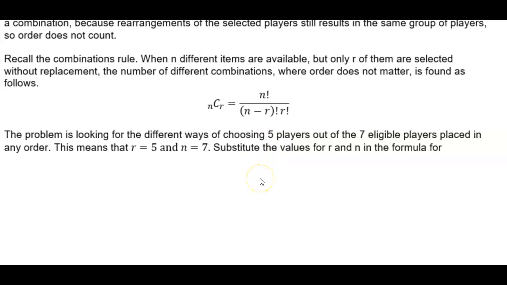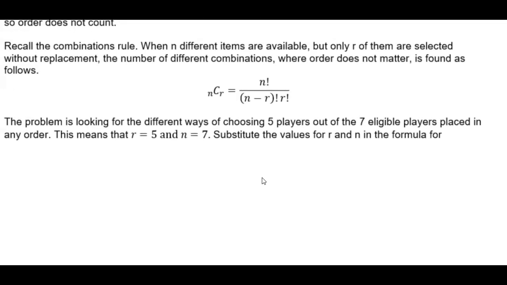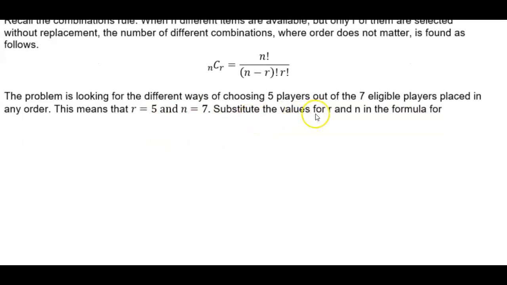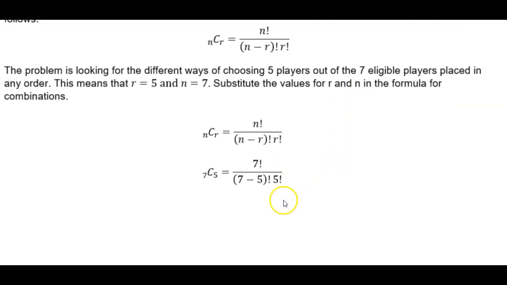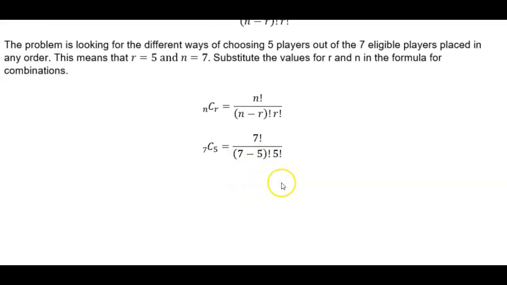Now the problem is looking for different ways of choosing 5 players out of the 7 eligible players placed in any order. This means that r is going to equal 5 and n is equal to 7. So we're going to substitute those values for r and n in the formula for the combinations. So we know that n is 7 and we know that r is 5, so we have 7 factorial divided by 7 minus 5 factorial times 5 factorial.